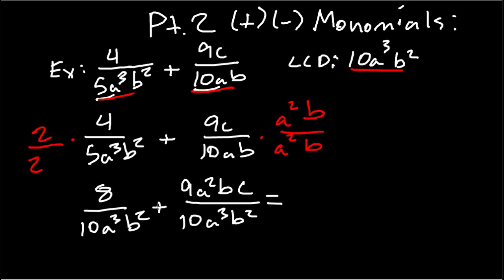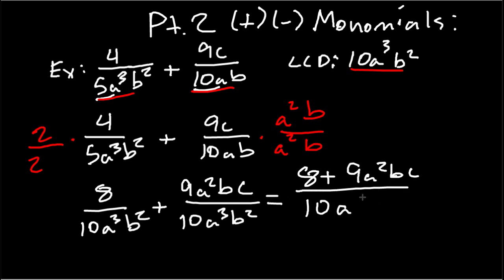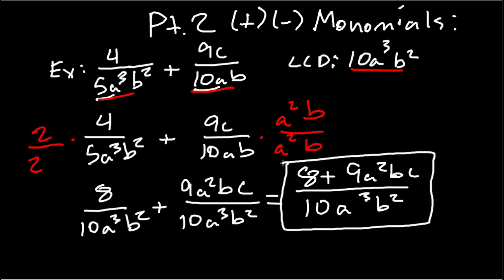So now, just like adding fractions, all we do is add the top. So 8 plus 9a squared bc over 10a cubed b squared. Look to see if we can factor or cancel anything, and we can't. So this right here would be your final answer.